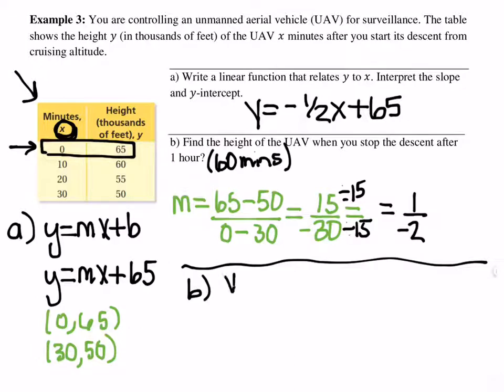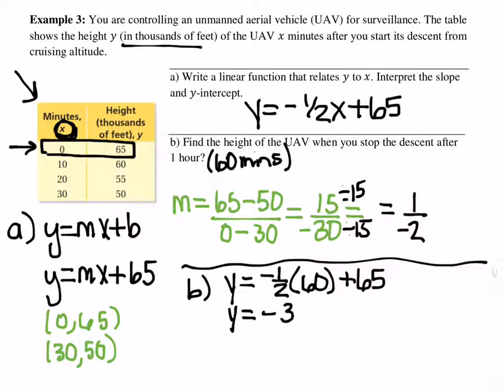That's all you're doing. So y equals negative 1/2 times 60 plus 65. Remember, 65 is just that initial height of this vehicle before you start your descent. So it's at 65,000 feet, because remember, everything's in thousands of feet. So if I plug that in, I get negative 30 plus 65. So y equals 35. So instead of being at 65,000 feet, you are now at 35,000 feet.